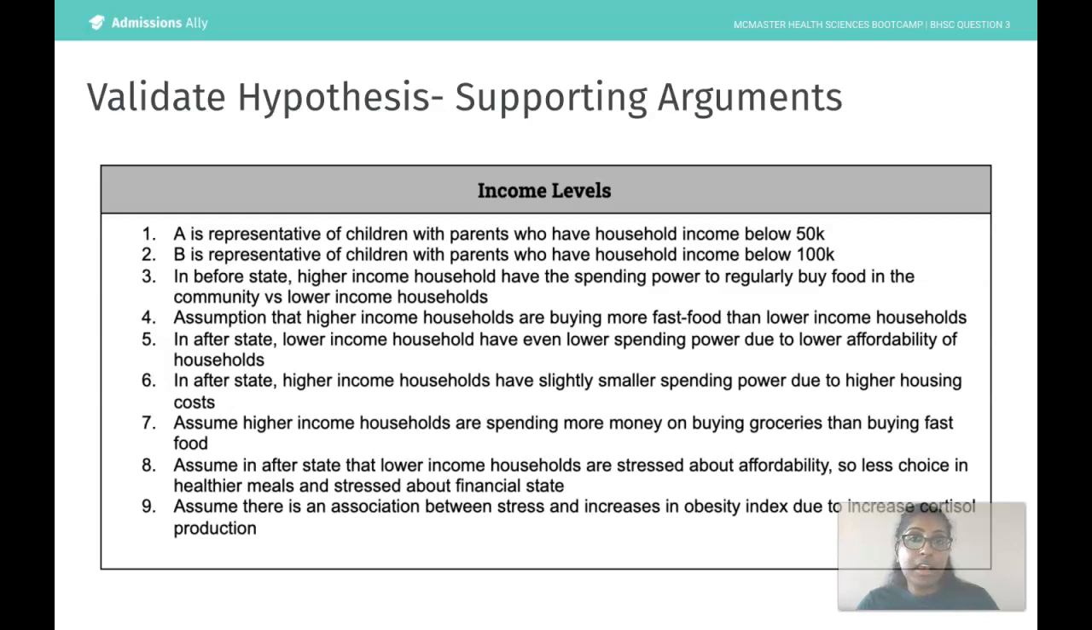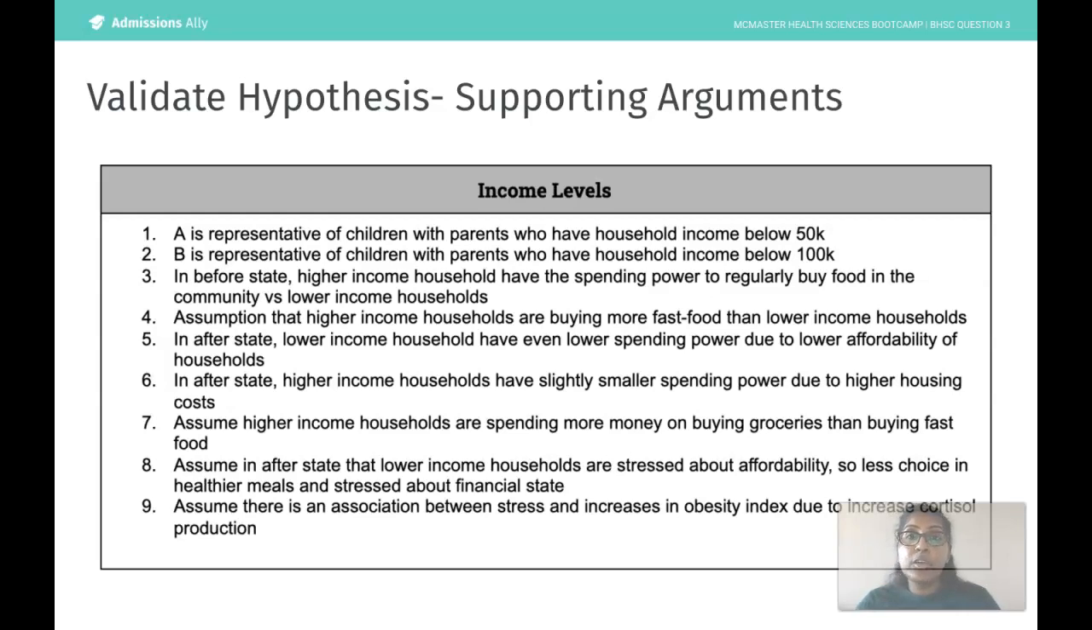And because of that, they're choosing to spend more money on buying groceries than buying fast food. Another connection or observation I'm making is in the after state, I'm saying lower income households are stressed about the affordability of their house. So they have less choice about their healthier meals and they're just stressed about their financial state.